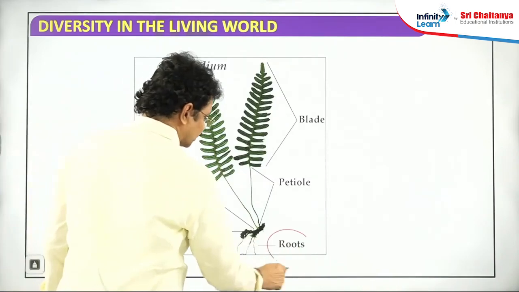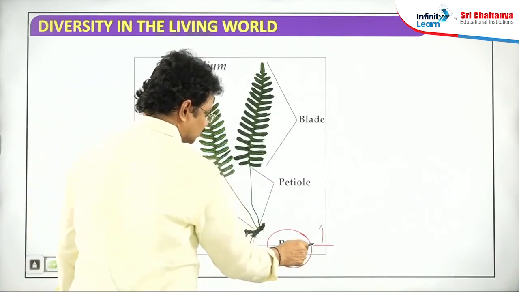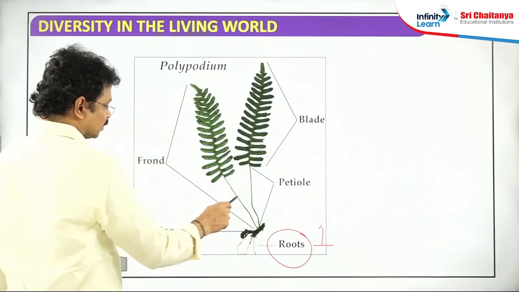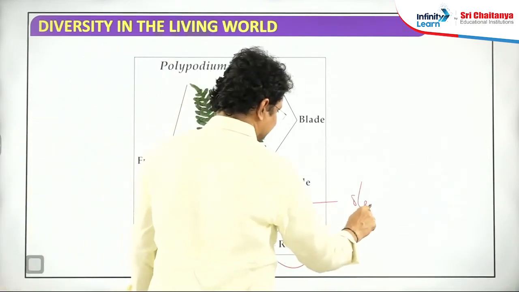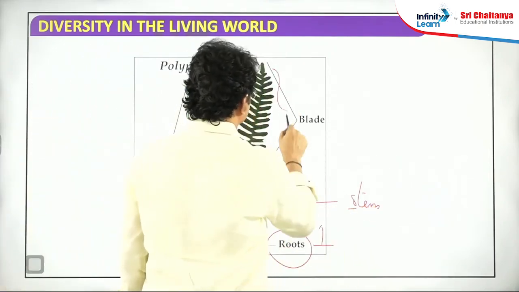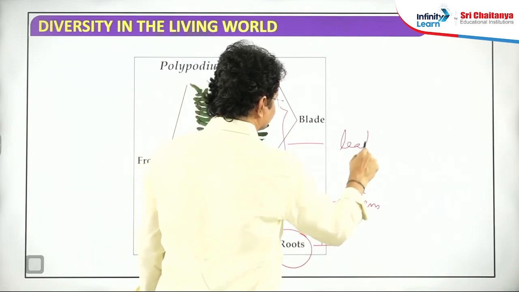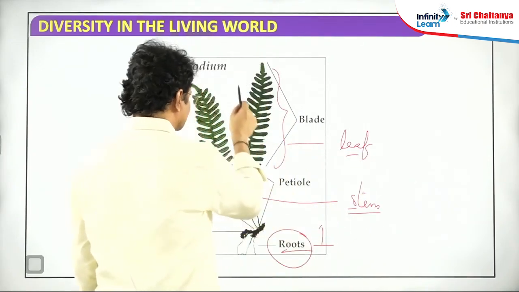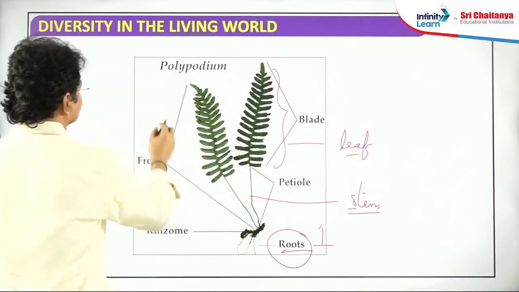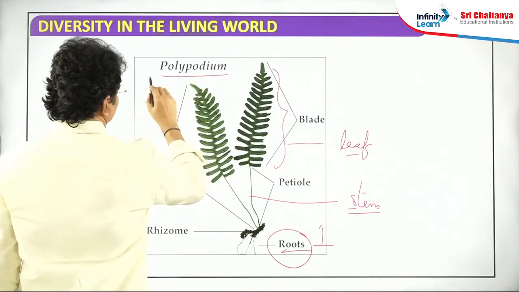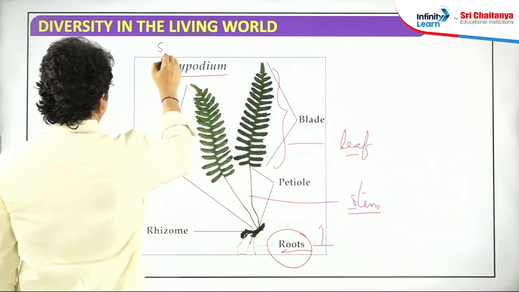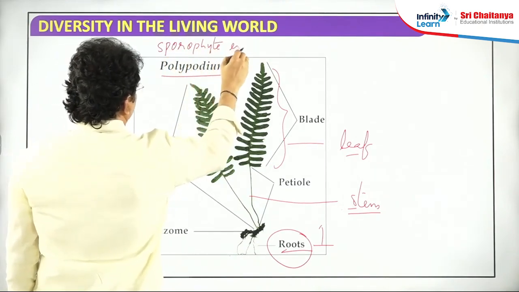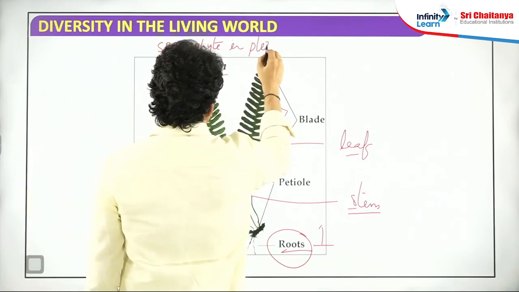This is the shape of the plant body in pteridophytes. The plant body, or sporophyte, is differentiable into three parts. One is the root, the second is the stem, the third one is the leaf. Well differentiated roots, stems, leaves are found in sporophytes. One of the examples for pteridophytes is Polypodium. It is the sporophytic structure in pteridophytes.